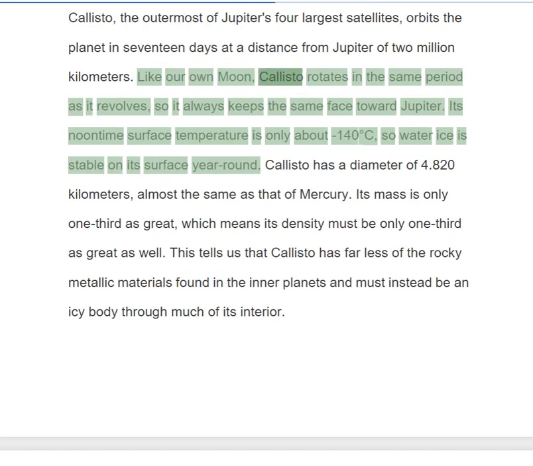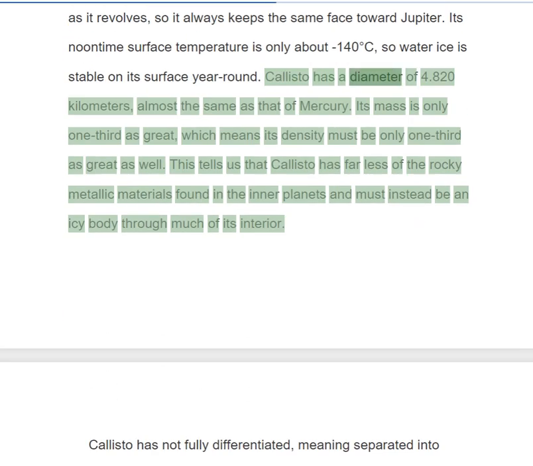Like our own moon, Callisto rotates in the same period as it revolves, so it always keeps the same face toward Jupiter. Its noontime surface temperature is only about -140 degrees Celsius, so water ice is stable on its surface year-round. Callisto has a diameter of 4,820 kilometers, almost the same as that of Mercury.